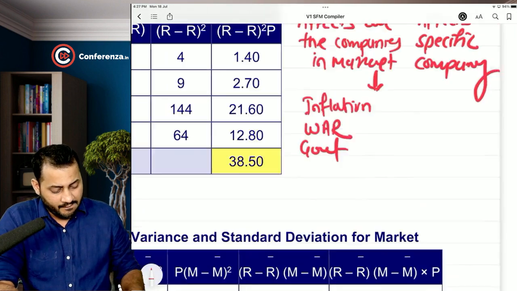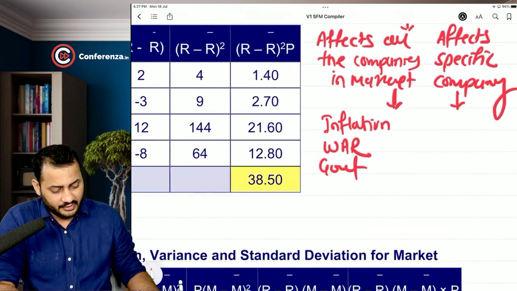Then let's take some examples of unsystematic risk. Strike.